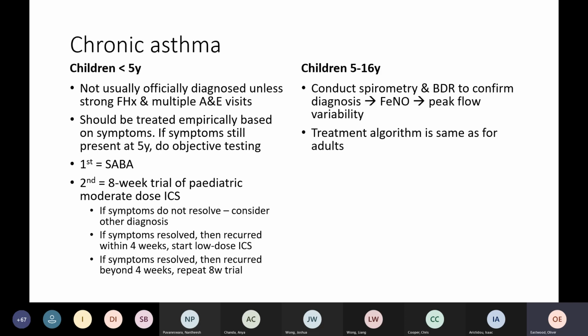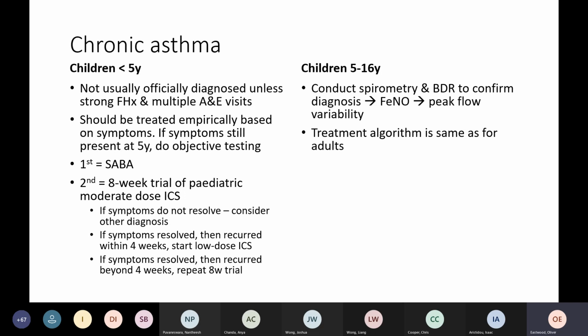Oh, I've skipped one. If we're talking about chronic asthma, in the SBA we had a child under 5, where you usually treat empirically without doing any tests or giving a diagnosis. Ria was telling me that the only time you really diagnose asthma in a child that young is if they have a strong family history and repeated A&E presentations with symptoms. Most of the time, just call it viral induced or preschool wheeze, giving them a SABA if they need it. The second line step up is a trial of a moderate dose corticosteroid.